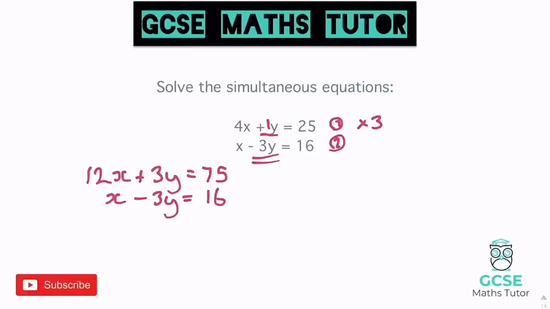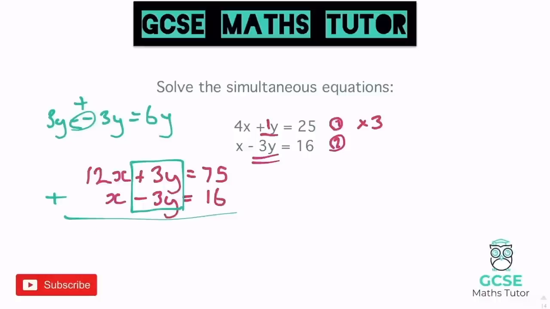Now at this point I have the option, I can either add these two together or I can subtract them away from each other, but I want this 3y in the middle to get eliminated. Now if we think about the logic here, if I was to do 3y take away negative 3y, that would become a plus and I'd end up with 6y. So taking them away is not going to work. I'm going to have to add them together. 3y add negative 3y becomes 0. So if we add these two equations together, we get 13x equals 91.